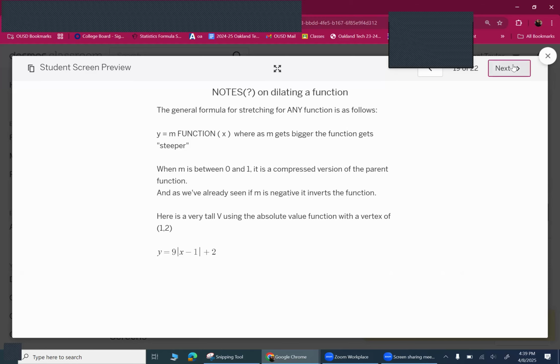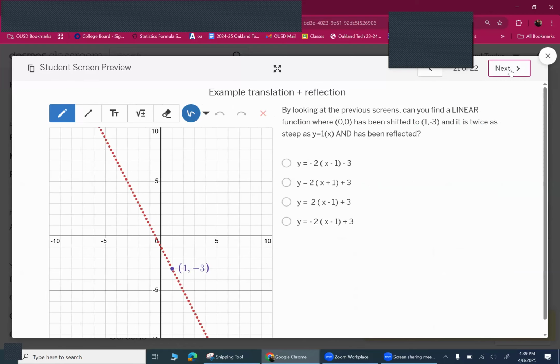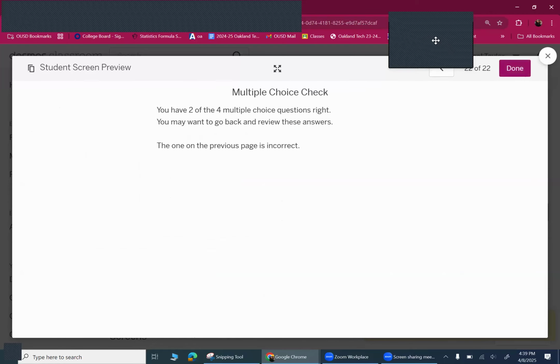And there's some more things about dilating functions that you can read through on your own. But I think that's plenty for now.